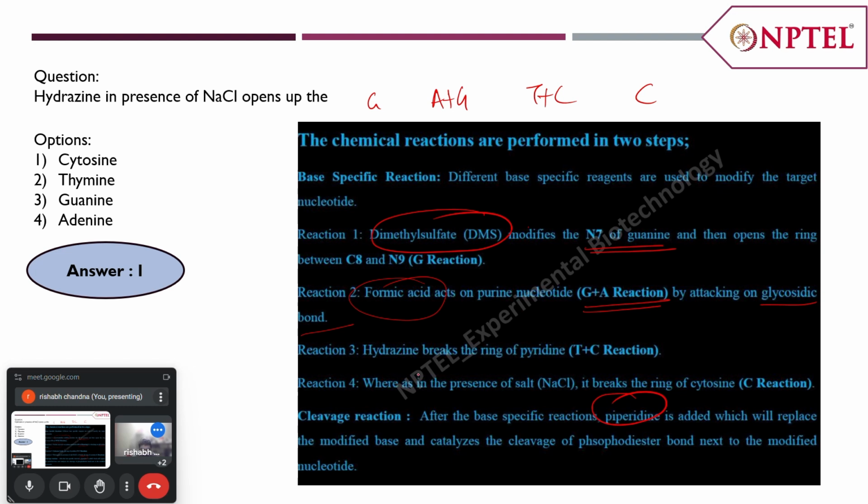Okay, then we have reaction 3, that is hydrazine. So it breaks the ring of the pyrimidines, that is T and C. That is specific for that. Now, if we have to choose only C, then we have hydrazine plus salt. So that specifically recognizes the cytosine ring and breaks it. And then after the chemical modifications, the phosphodiester bond is cleaved using the piperidine. Okay. So these are the four reactions and the four chemicals that we use.